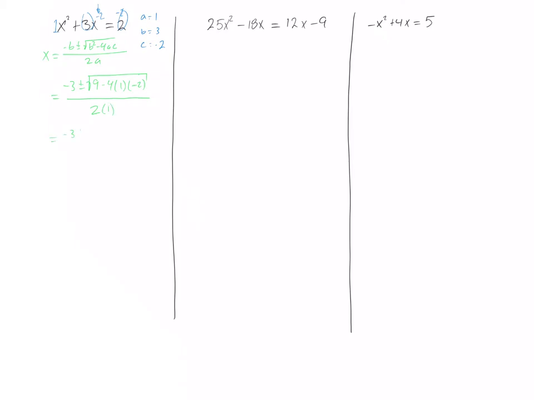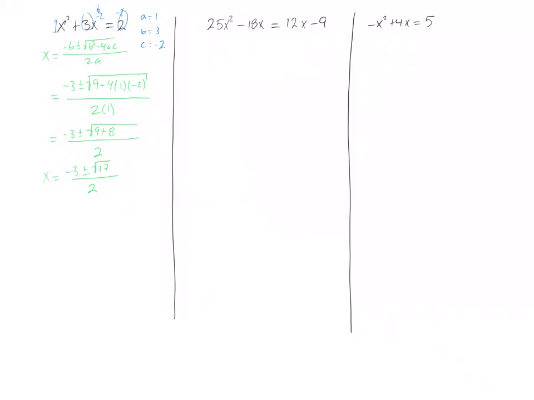Continue on, that's negative 3 plus or minus the square root of 9 plus 8, all over 2. I said plus 8 because it's a minus 4 times a negative 2, so it would be minus a negative 8, which would be plus 8. And then x is going to equal negative 3 plus or minus the square root of 17 all over 2.